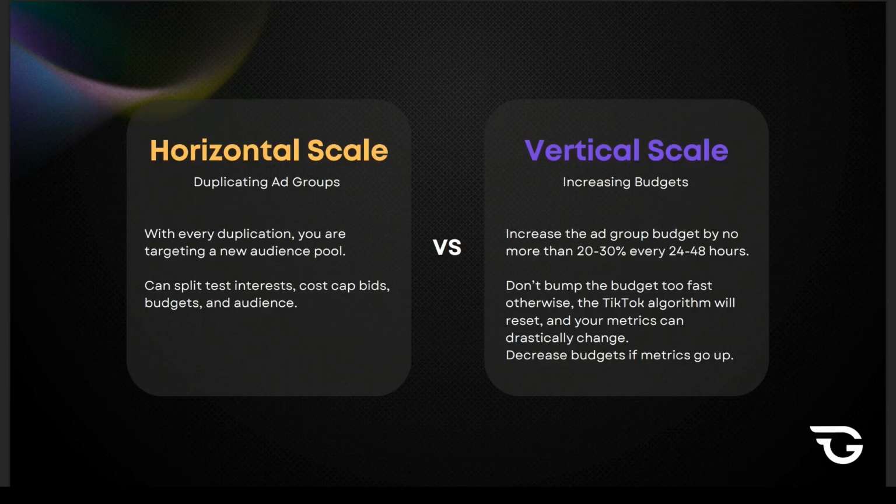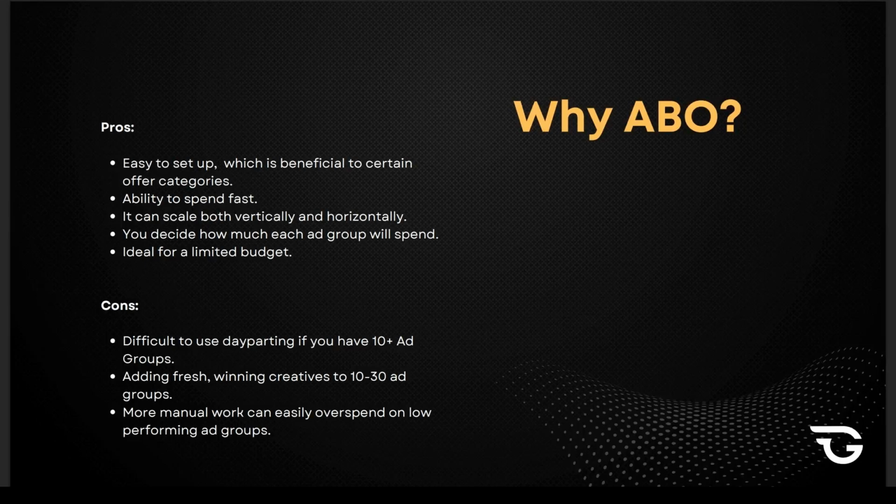Now let's go over what ABO is. ABO stands for Ad Budget Optimization. So let's talk about different types of campaigns and strategies and why ABOs can really make a difference. So first up, the pros. It's easy to set up, which is beneficial for certain offer categories.